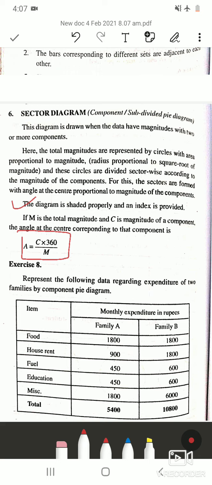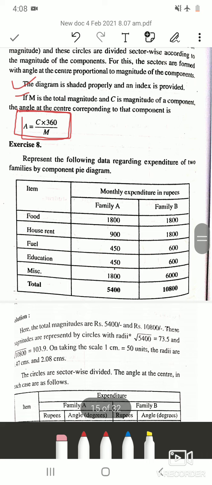So to get the components, the formula is A is equal to C into 360 by M. If M is the total magnitude and C is the magnitude of a component, the angle at the center corresponding to that component is given by A, and this is the formula. Why 360? Because we know a circle is of 360 degrees. So let us see an example.